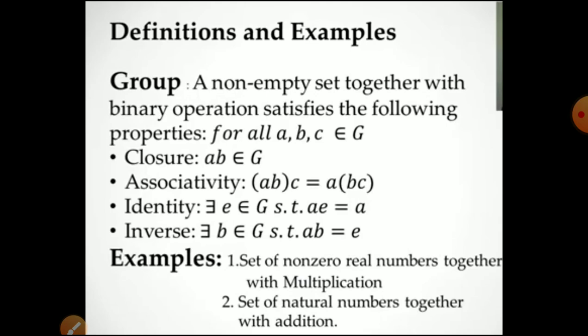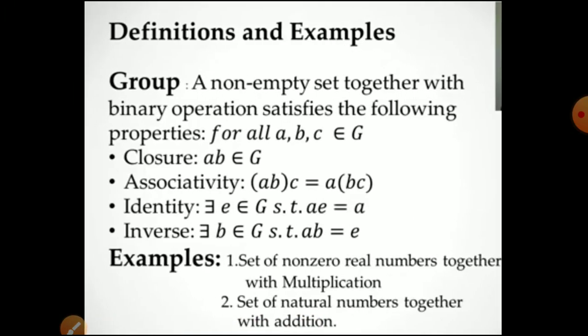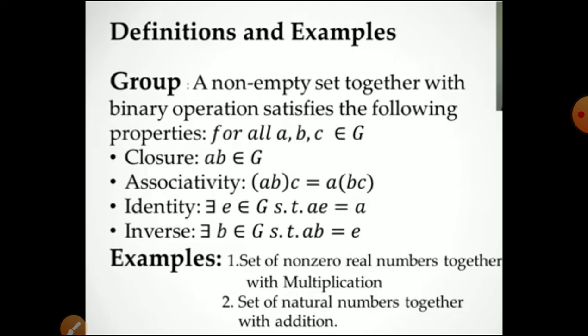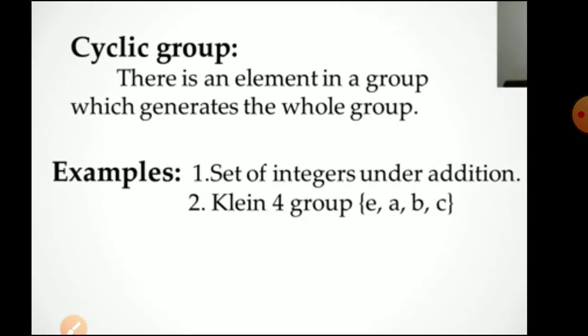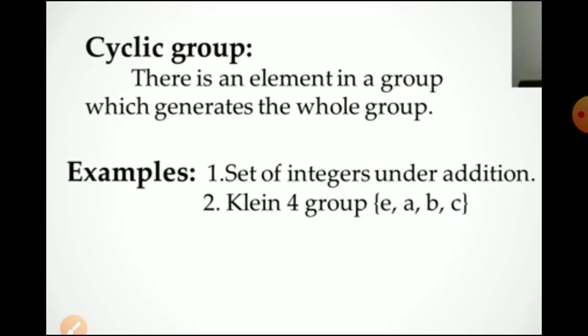Then we have some examples. The set of all non-zero real numbers together with multiplication forms a group. Similarly, the set of integers together with addition forms a group. We also know about cyclic groups: there is an element in the group which generates the whole group. With a single group element, all the elements will be generated. For example, the set of integers under addition forms a cyclic group. On the other hand, the Klein 4-group {e, a, b, c} is not a cyclic group, because we cannot find an element in this Klein 4-group which generates all the other elements in G.